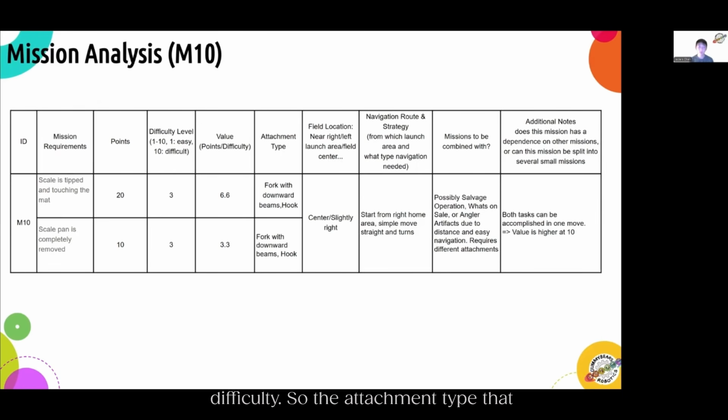So the attachment type that we use is a sort of a fork with downward beams, or alternatively, you could use a hook to latch onto the loop. The location is in the center of the field and slightly to the right. And to navigate there, you can start from the right home area since it's the closest and utilize some simple move straights and turns to reach your location.